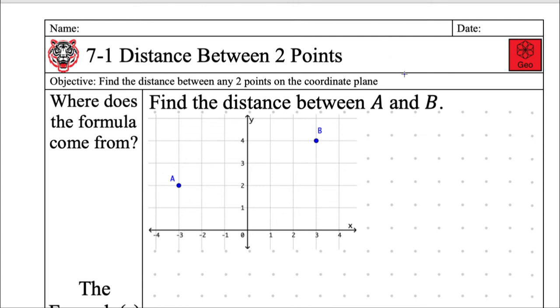This is Geometry Lesson 7-1. Today's date is Monday, March 30th, 2020. Our objective today is to find the distance between any 2 points on the coordinate plane. I'm trying to keep these notes as brief as possible.